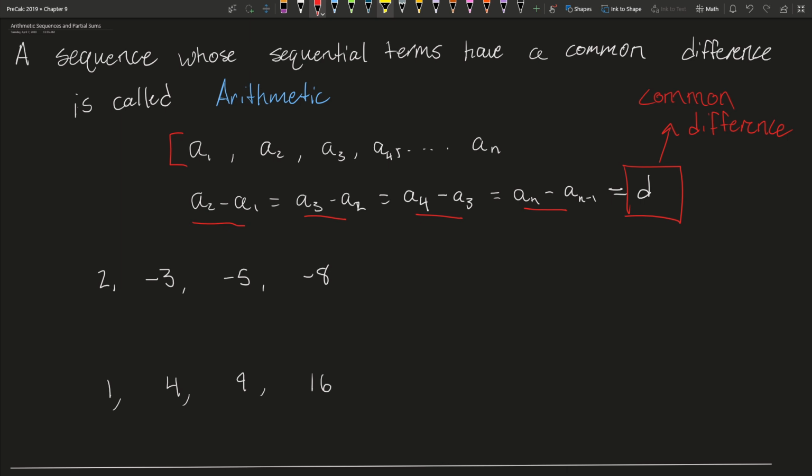Okay, so again, arithmetic is you're just adding some number over and over again. That number that you're adding is called the common difference. That's really all that definition says. And down at the bottom of your screen, I have two sequences. Okay, and we want to determine just if they're arithmetic or not. All right, and in order to do that, all we have to do is subtract each two terms.